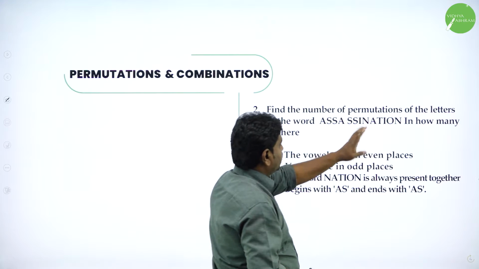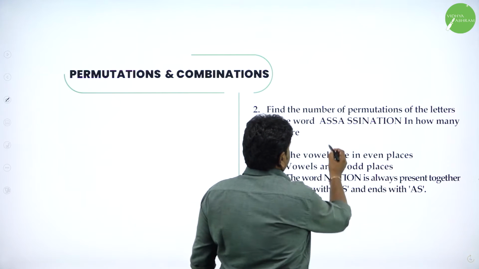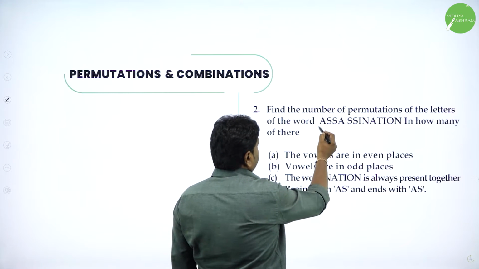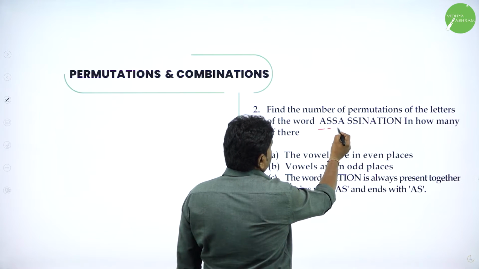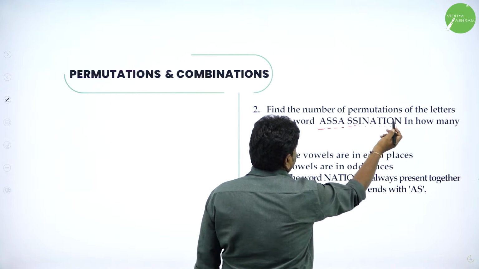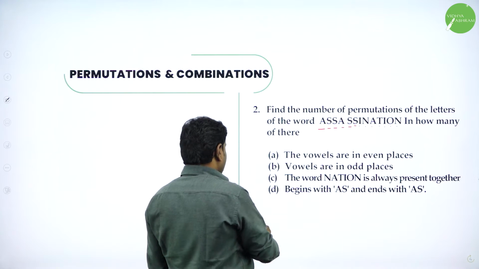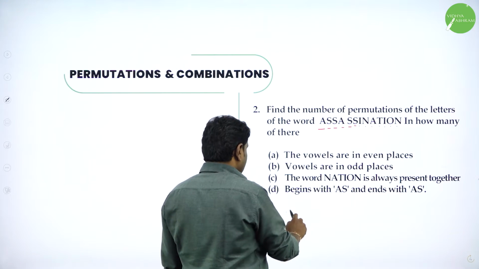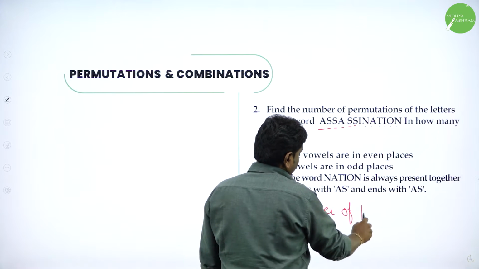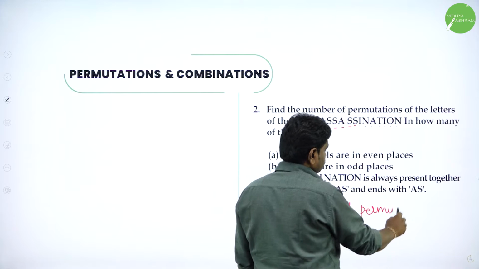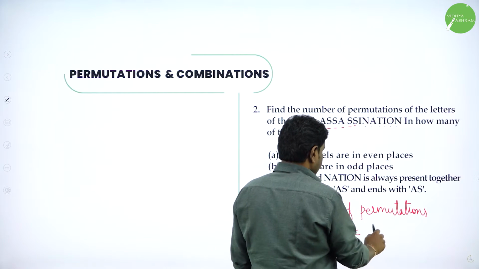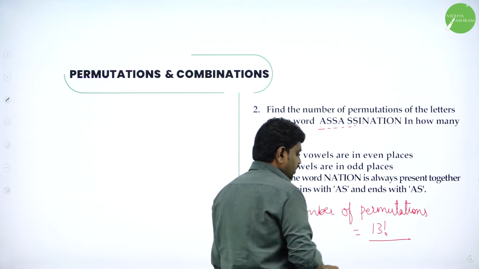Then, find the number of permutations of the letters of the word ASSASSINATION. So count how many, and in that they give cases. First we'll see the number of permutations. How many letters are there? 1, 2, 3, 4, 5, 6, 7, 8, 9, 10, 11, 12, 13. 13 letters are there. So the total number of permutations: we have 13 letters, which can be arranged in 13 factorial ways.